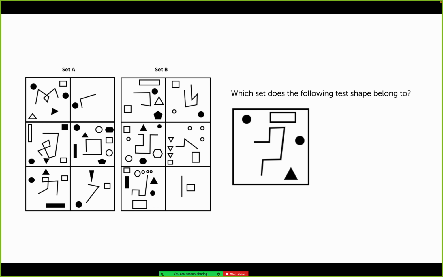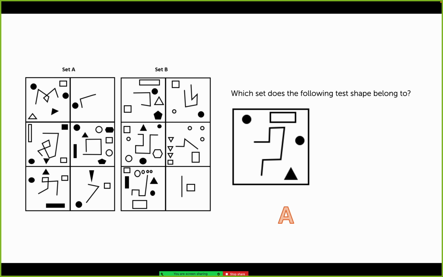Okay. So there's an even number of sides of the shape in the middle, and odd in the middle of set B. So which set does this one belong to? A. Okay, so good. That's a correct answer.